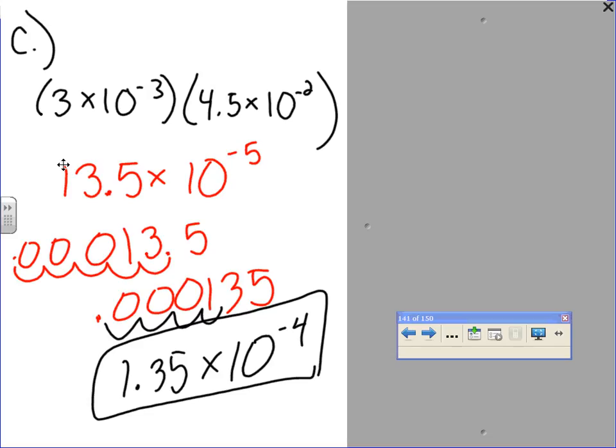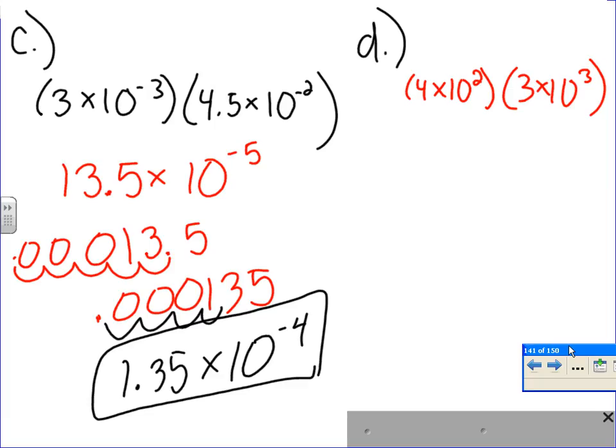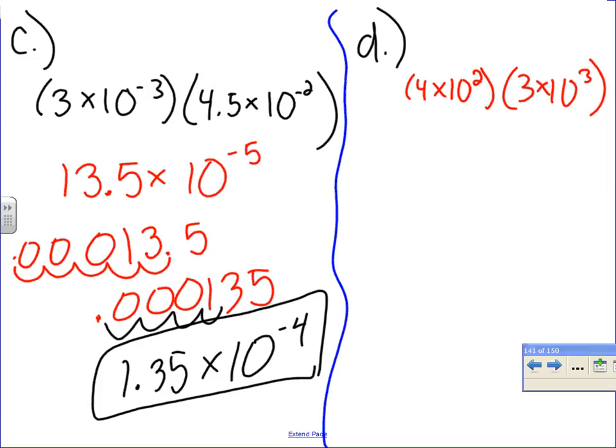Okay, next one. Letter D. Go ahead and write this one down. 4 times 10 to the second, and then 3 times 10 to the third. This is pretty much as difficult as scientific notation gets, which is, I don't think, too bad. Yeah. All right, letter D. Donatus, what's 4 times 3? 12. Alyssa, what's 10 to the second times 10 to the third?